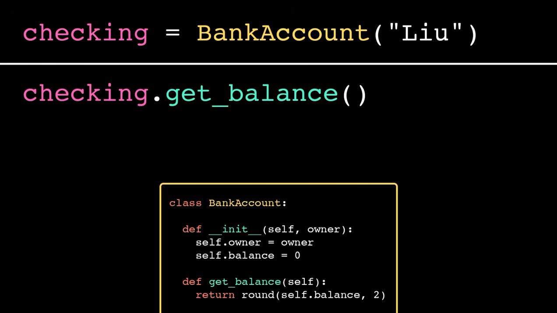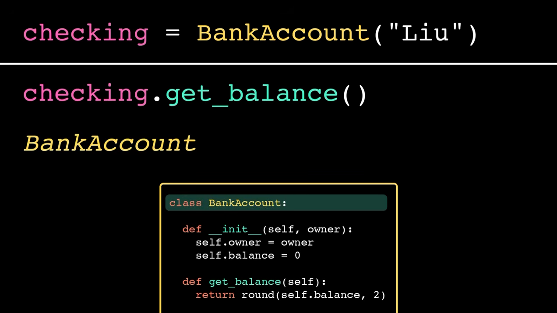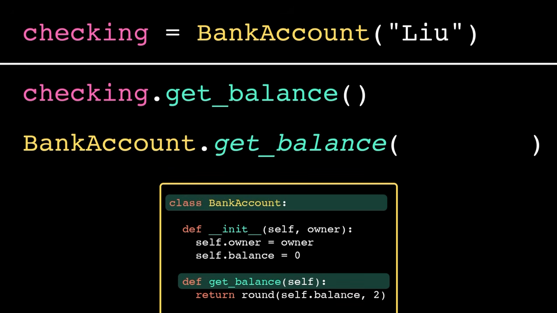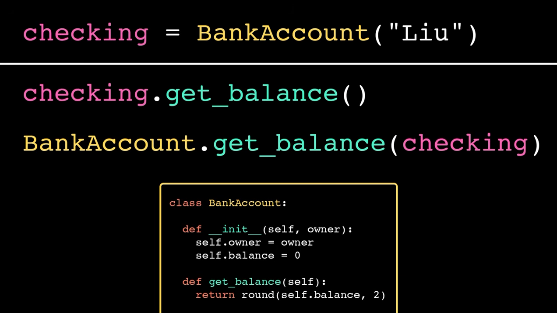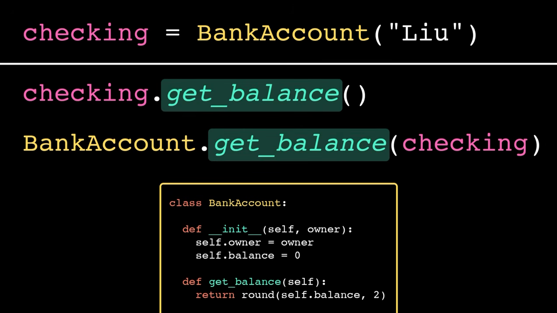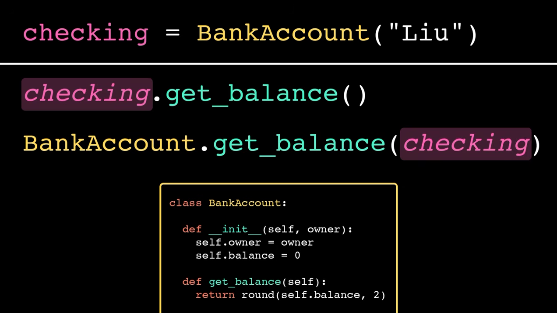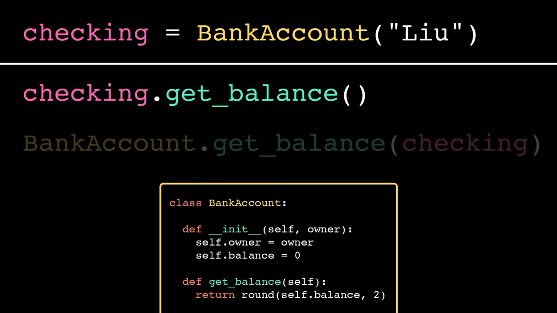We can tell Python that information explicitly. We can say, go to the bank account class and find the getBalance definition. And then we manually pass in that checking object. These expressions are equivalent. They do the exact same thing. They get the balance of the checking object. This first one is just a bit easier, and it doesn't require that we know where the bank account class lives. So programmers prefer this syntax of calling the method on the object.